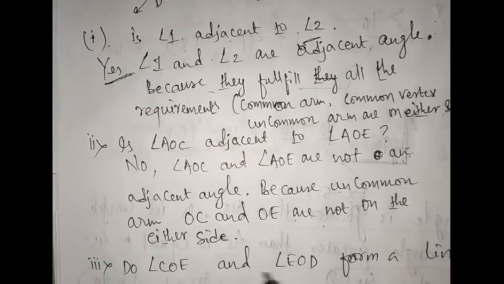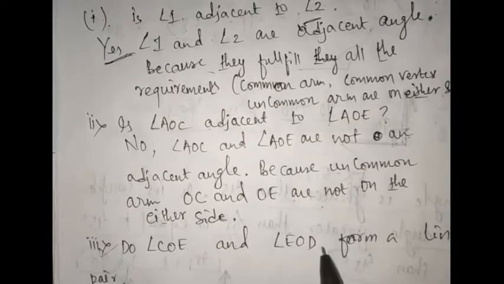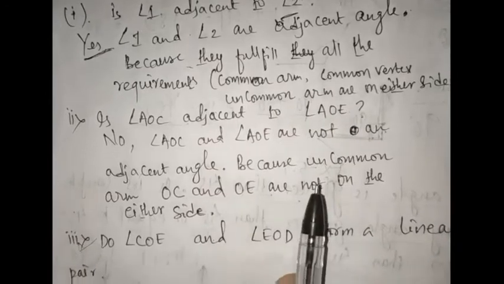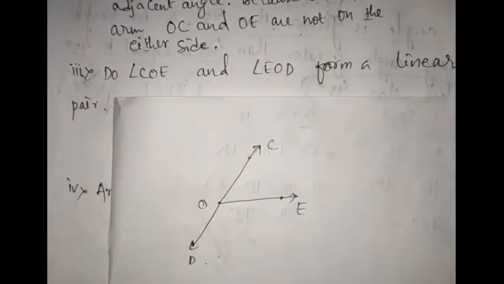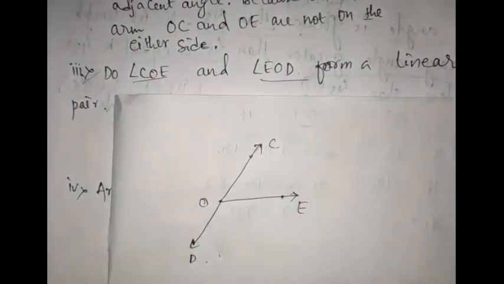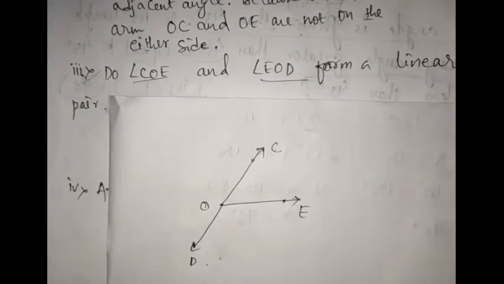Okay, so number 2 is also over. Let's proceed to question number 3. Here we have question number 3, that do angle COE and angle EOD form a linear pair. So student, for your better understanding, I have made a figure also here. I have not made the whole figure, but only COE and EOD. With this we have to consider whether this is forming a linear pair of angles or not.